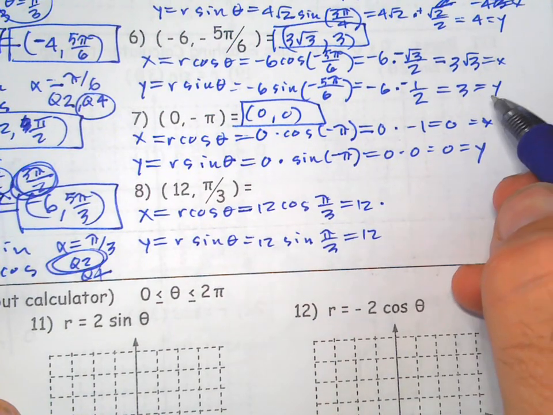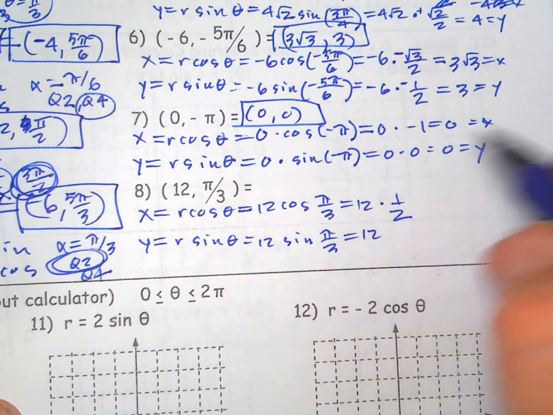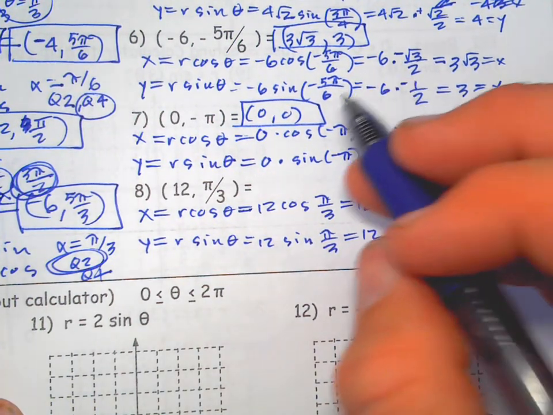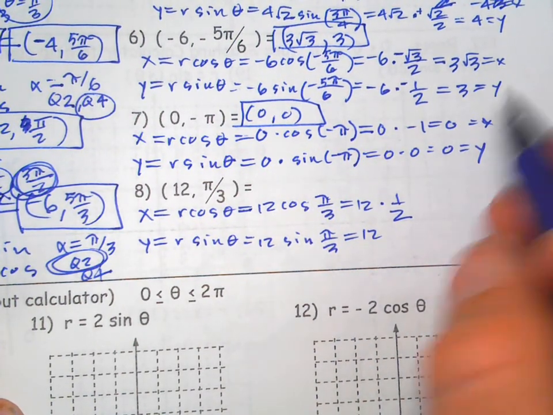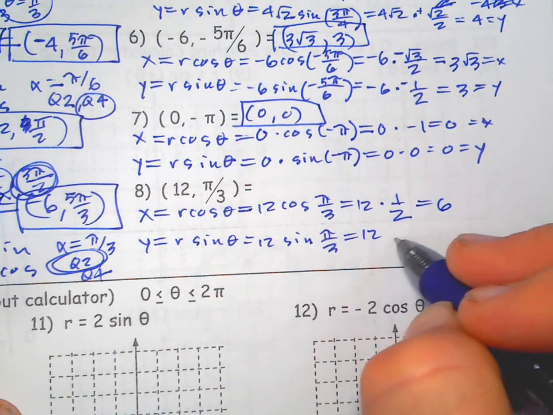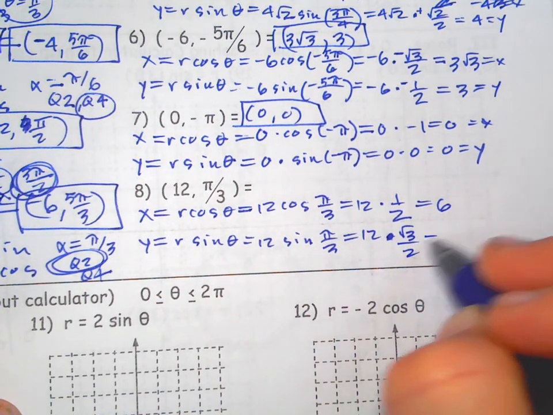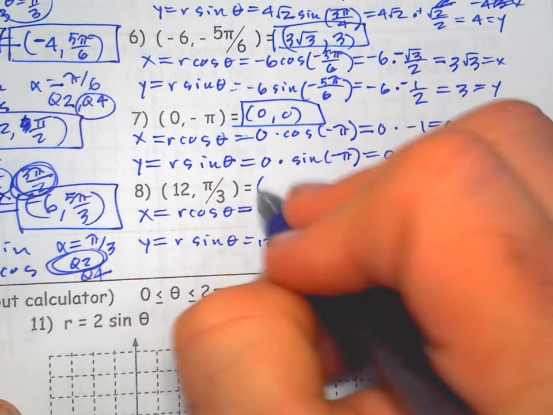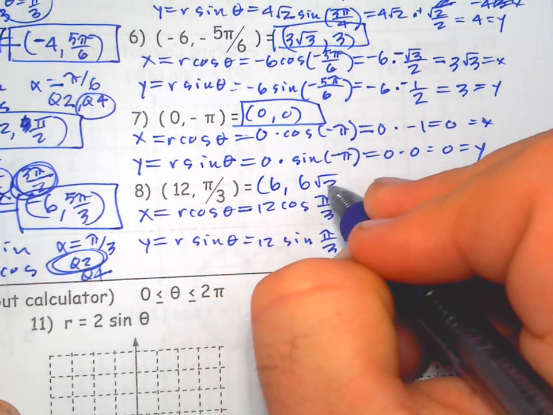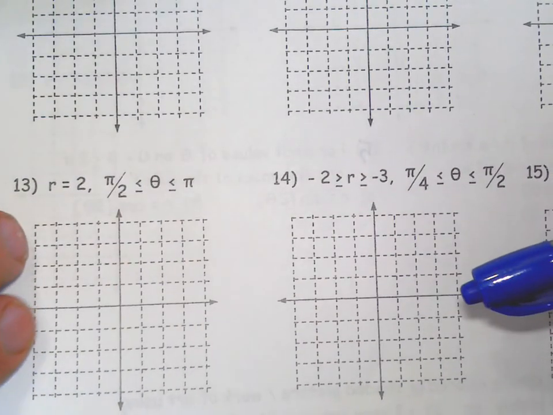So cosine pi over 3 is 1/2. Pi over 6, pi over 4, pi over 3: root 3 over 2, root 2 over 2, 1/2. It is in quadrant 1, so it's positive. Sine pi over 3 is root 3 over 2. It's going to be 6 root 3. There you go. Okay. Now for some graphs.